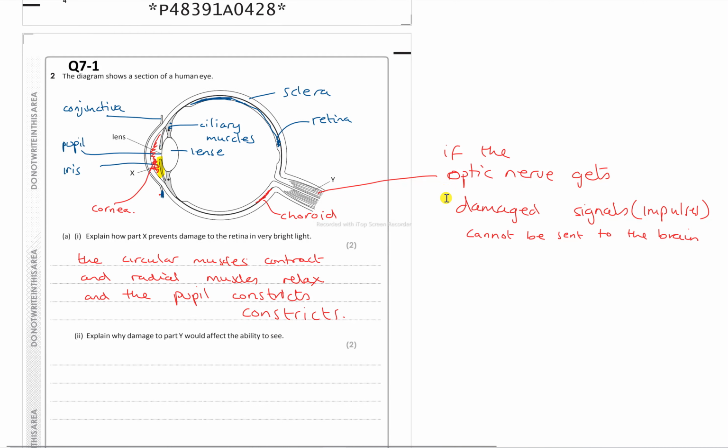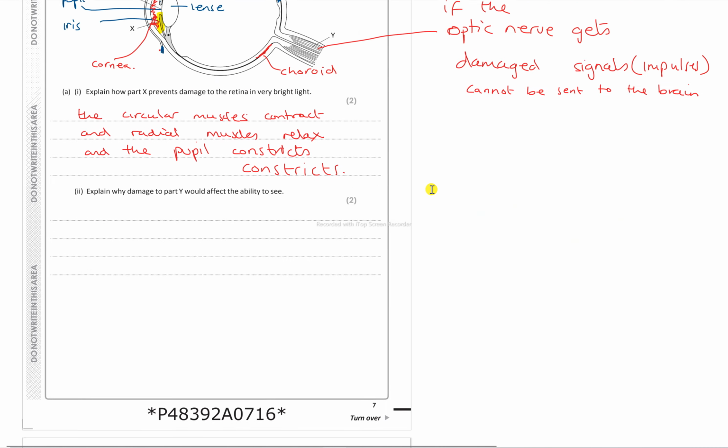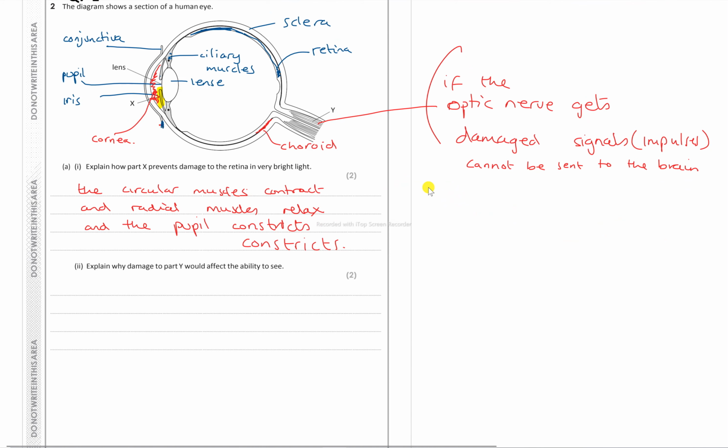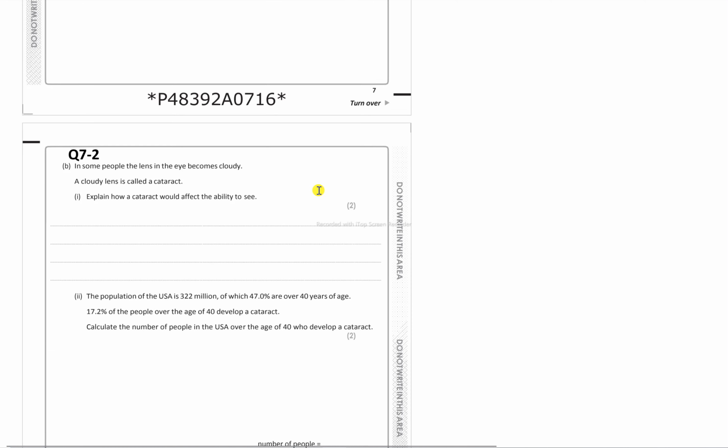Right, we'll just carry on with that. I think I accidentally stopped it. So that there is the answer there. Right, okay, here.